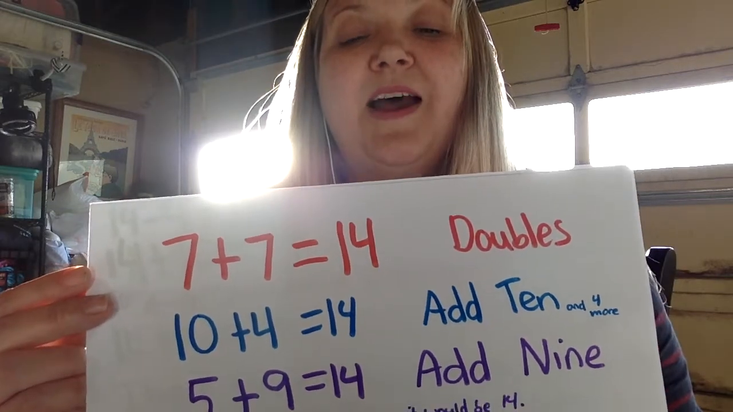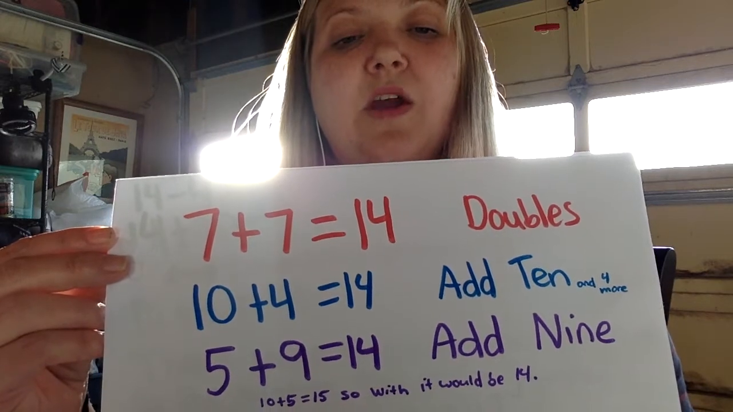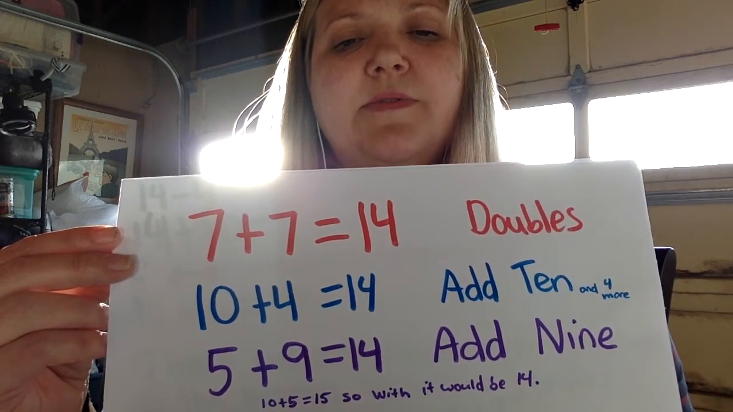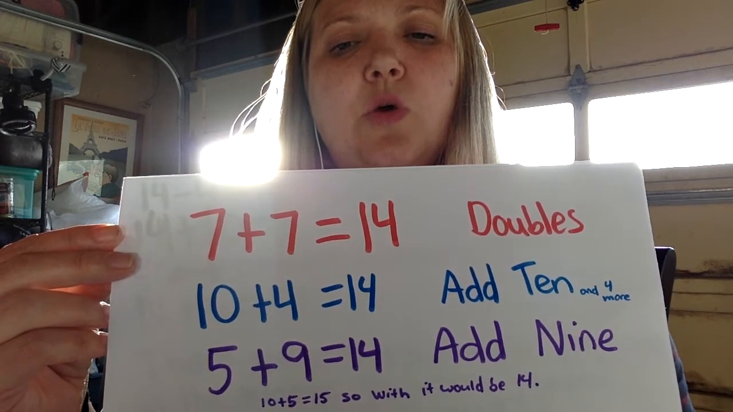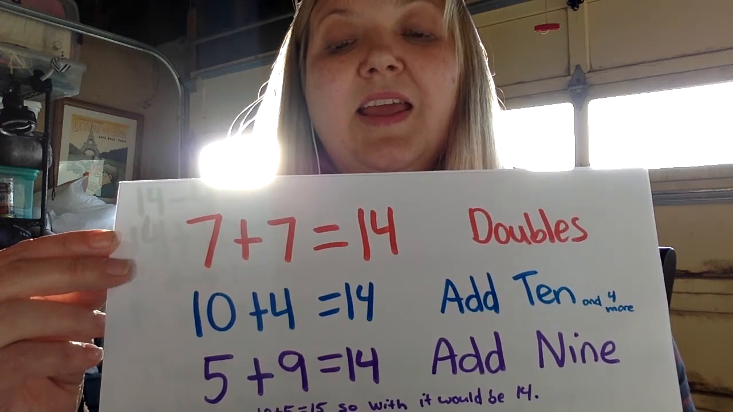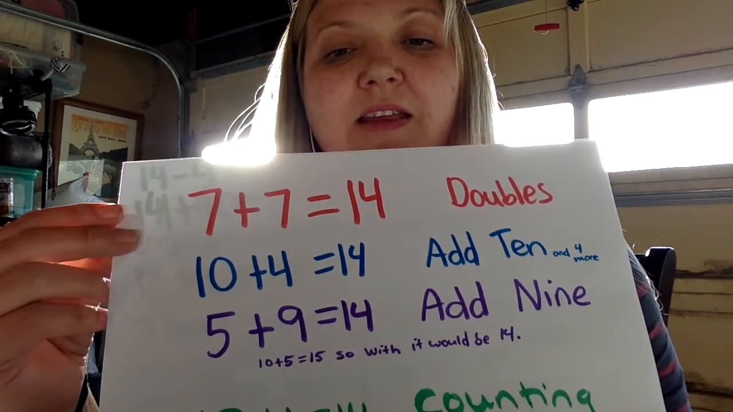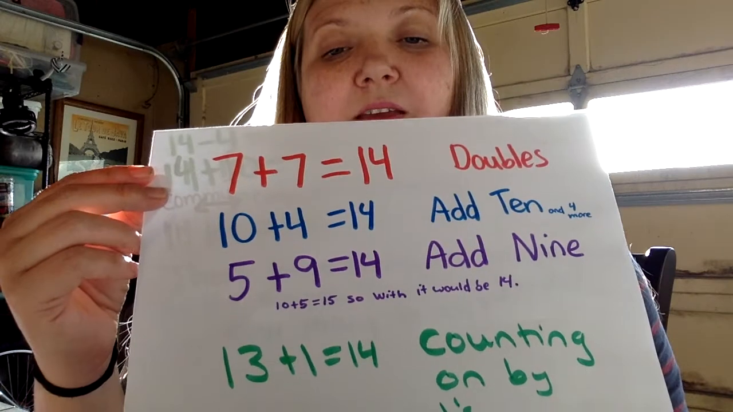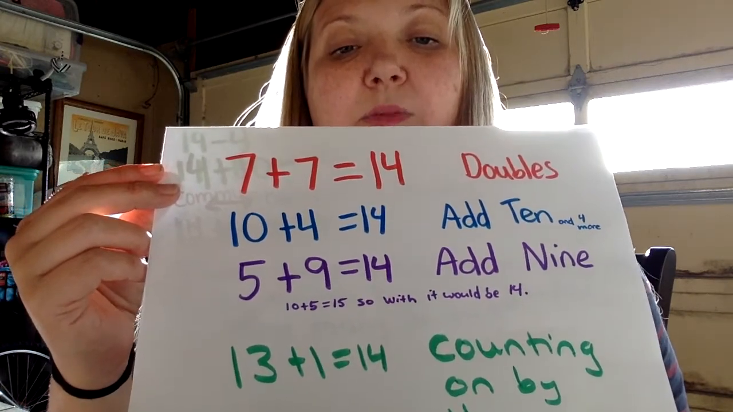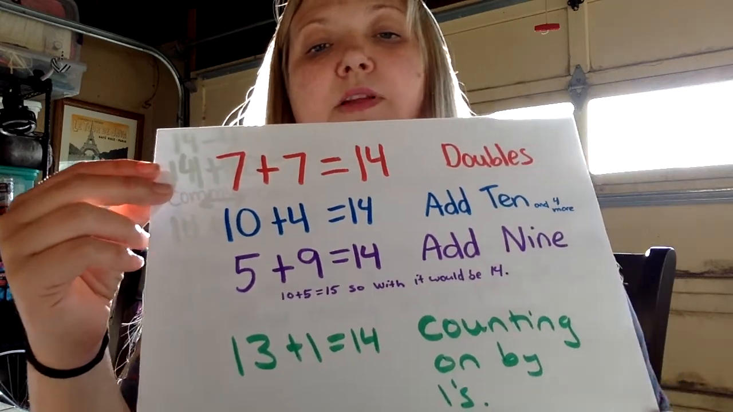You're thinking of another strategy? Oh, it could be 5 and 9. That's right, because you're thinking, if 10 and 5 is 15, then with 9, it would be 14. Oh, the add 9 strategy. Oh, maybe you're thinking it could be 13 and 1 equals 14, counting on by 1, plus 1. So these are all very good strategies.